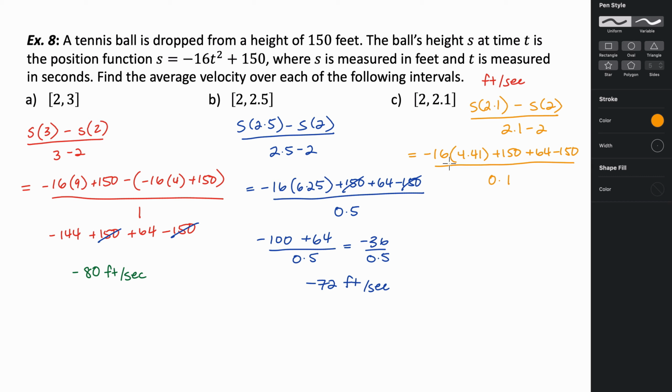Negative 16 times 4.41, that's negative 70.56. The 150s are going to cancel. So plus 64, all divided by 0.1. Negative 70.56 plus 64 is negative 6.56. And then dividing that by 1/10 means we're going to multiply by 10 to get negative 65.6. And then again, it's feet per second. So these would be the velocities, the average velocities over the different intervals. And you can see that as the interval is decreasing, the average velocity is slowing down just a little bit.